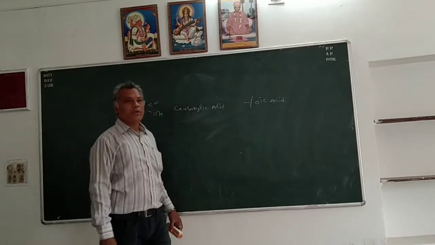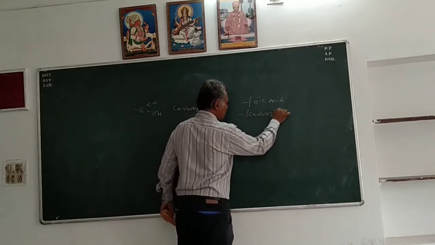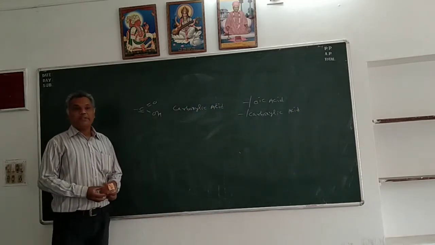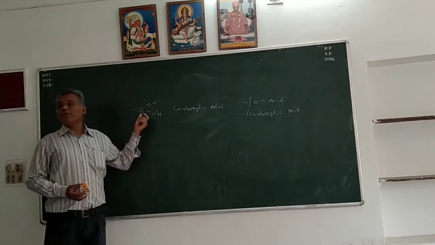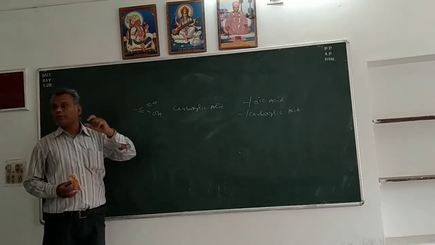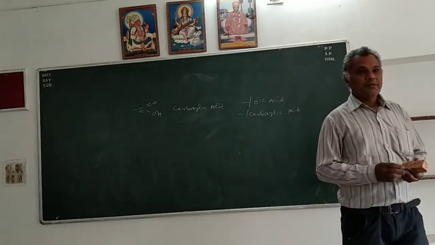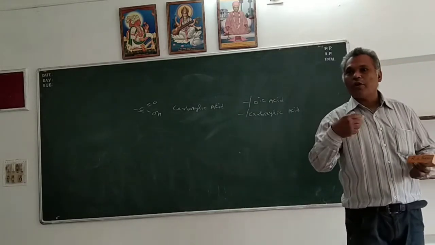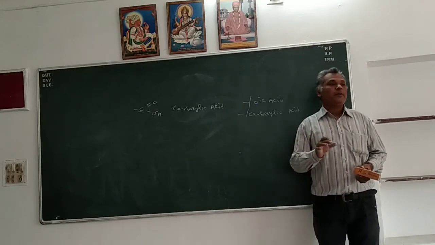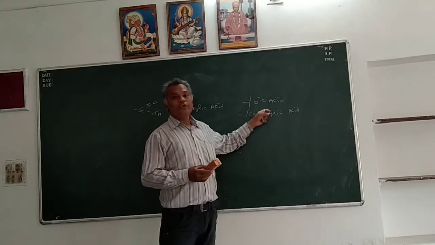But if the carbon is not included in the chain, then what will happen? We will write it as carboxylic acid in the complete name. That means whether I include the carbon or not is not my decision. It will depend on the condition, the compound where the functional group is. We won't be able to decide it by ourselves, unlike aldehyde, where we said whether we want to or we don't want to. But in carboxylic acid, it depends upon the compound in which the COOH group is present. Accordingly, we will have to use both these suffixes.